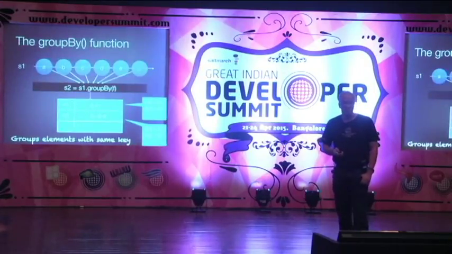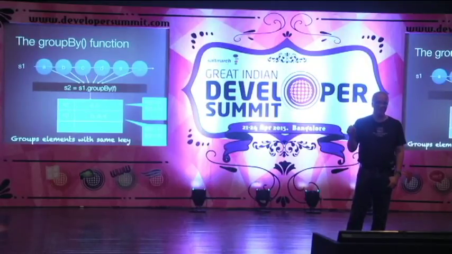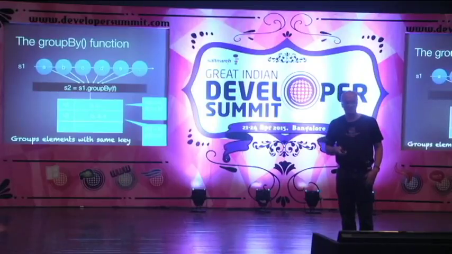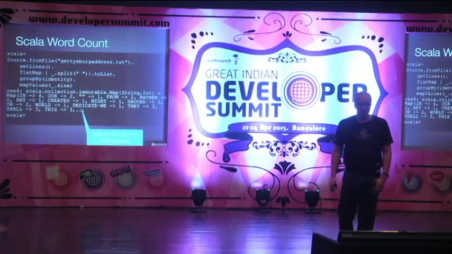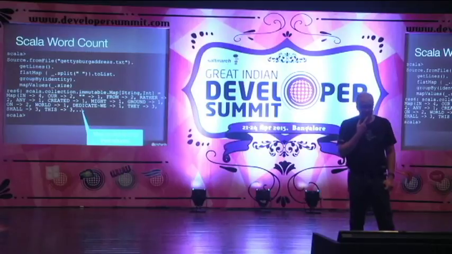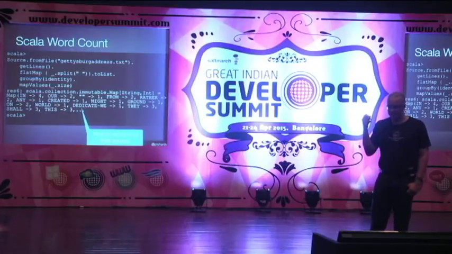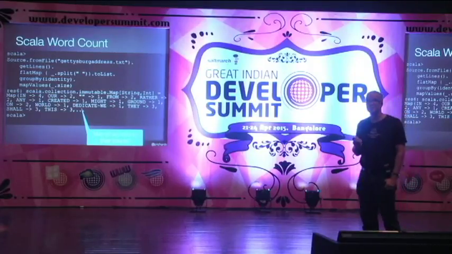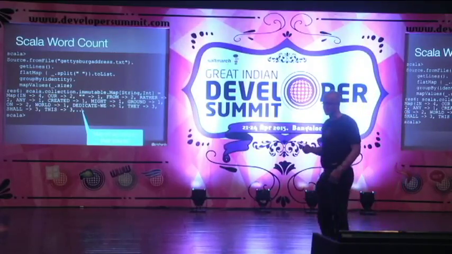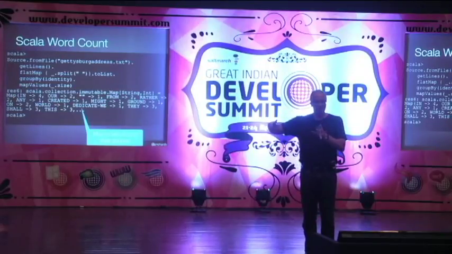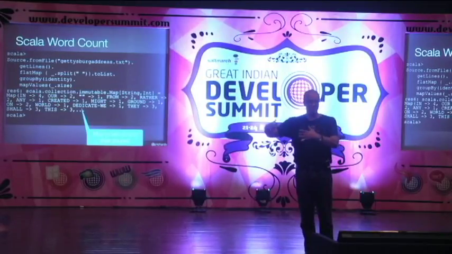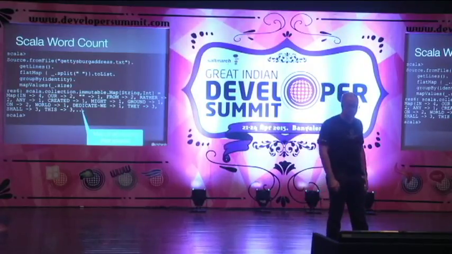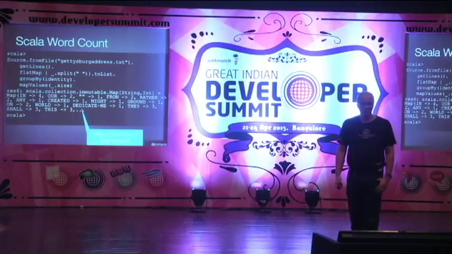So here's group by in pictures. It applies the function f to each input element to yield a key, and then builds up a hash map from it. And then the final step is to map over the values in the hash map and apply the size function to each one. So basically turning the list of word occurrences into just an integer, and that gives you the word counts. So that's a very nice functional approach.